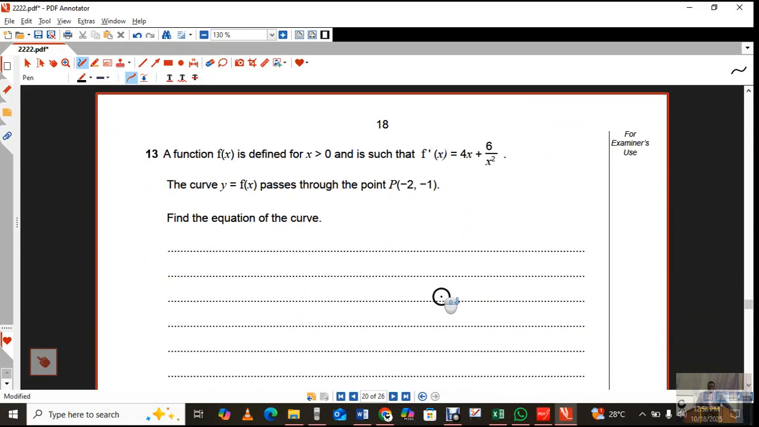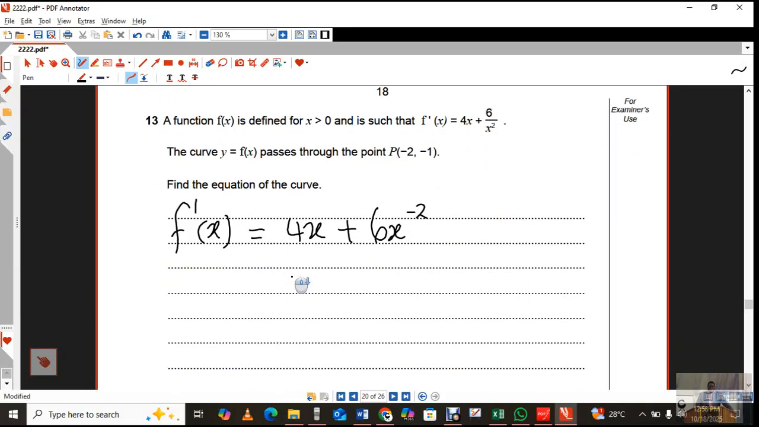Right, that brings me to question 13. The function is defined for x greater than or equal to 0, obviously, otherwise it would be undefined. But you are now given the derivative. You need to find the equation of the curve by doing the antiderivative, that is integration. But before, let me just write it in this form, that is 4x plus 6x to negative 2. Now I can actually integrate that without having too much of a problem.